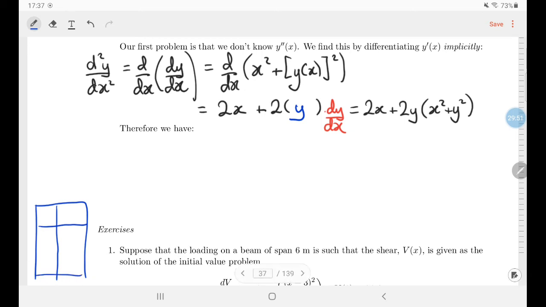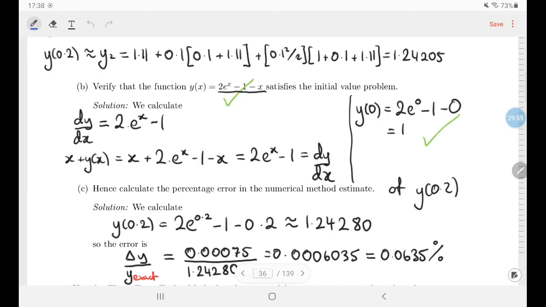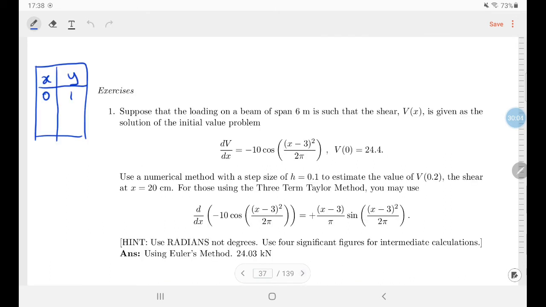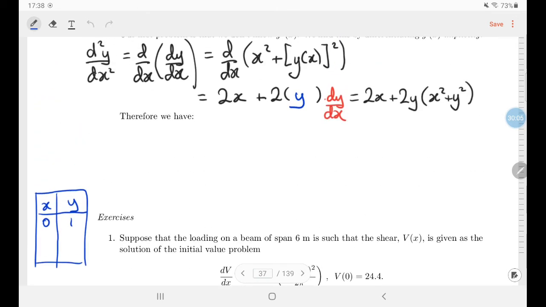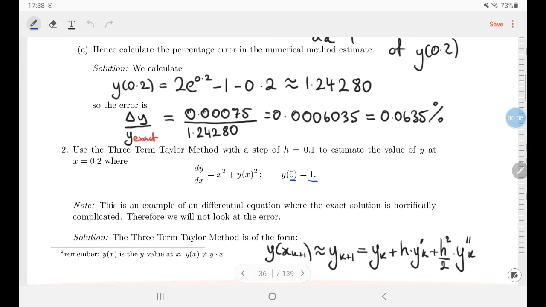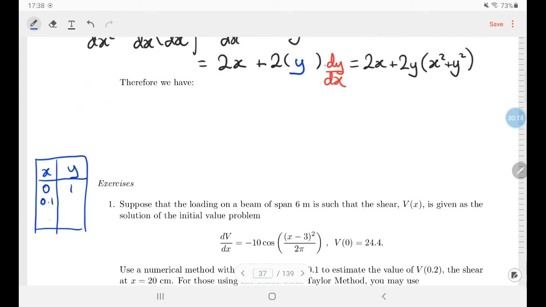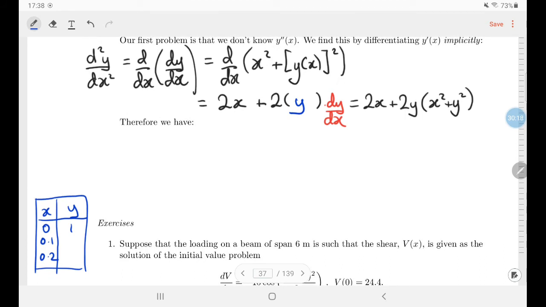x equals 0, y equals 1. Let me just double check that. Yes, x equal to 0, y equal to 1. And our step size, sorry about going back and forth, is h equal to 0.1. So we're going to 0.1, and I think the question is asking us to go to 0.2. Okay, so off we go.